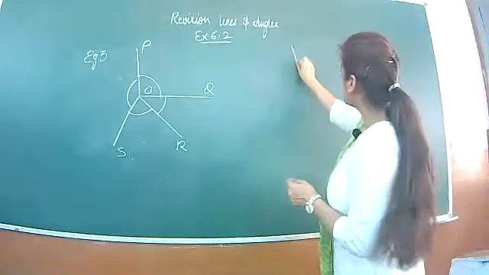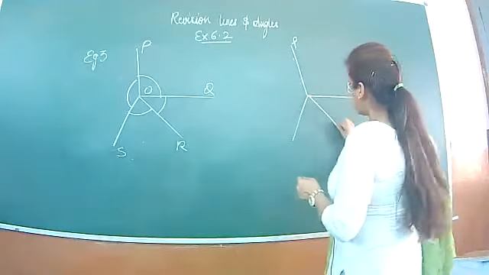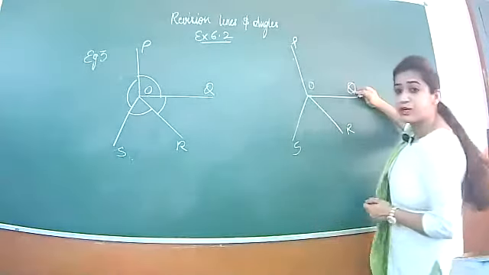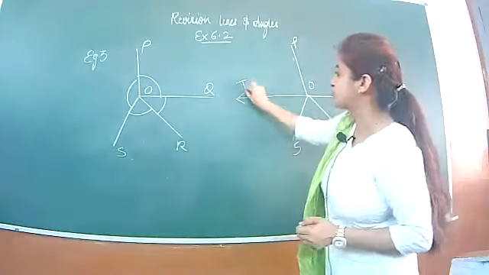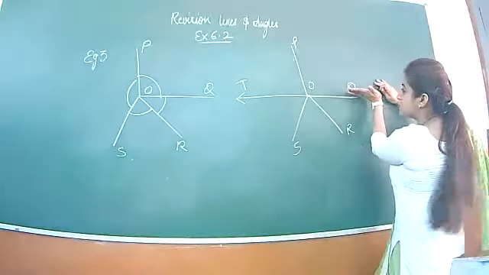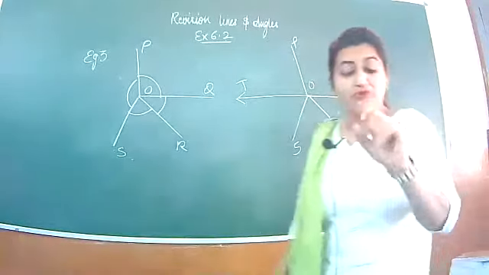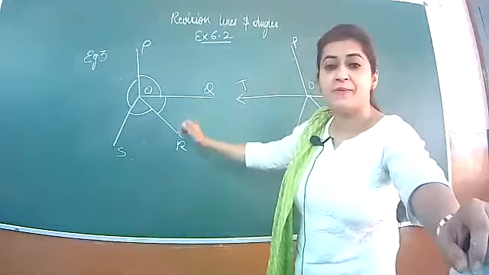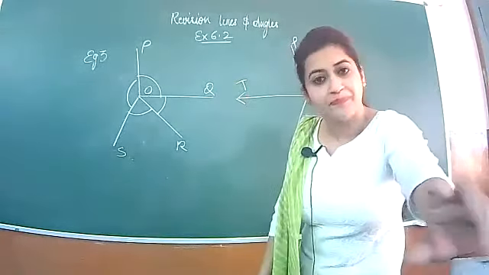I am constructing the figure again. What you will do is one construction: you will produce QO in the opposite direction to form a straight line. I have given this name T. So firstly, you will write a construction that produce QO in the opposite direction to T such that QOT is a straight line. Is it okay?